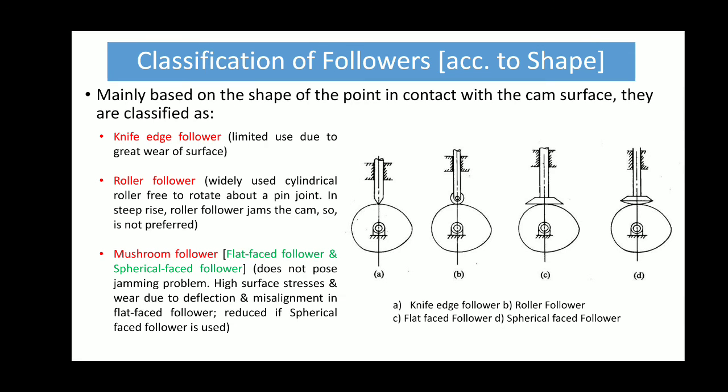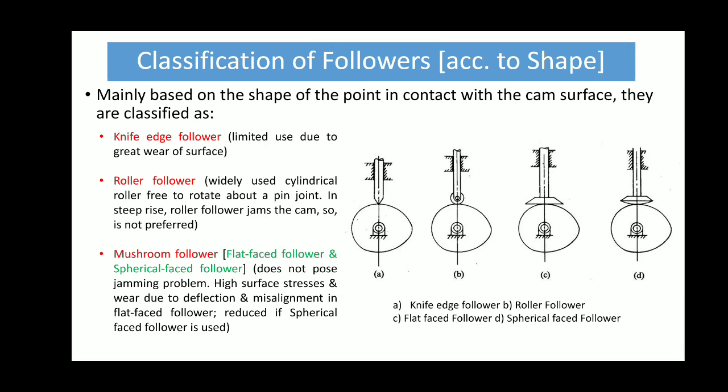To eliminate this kind of problem, we use the roller follower, which is mostly a cylindrical roller with its center at a pin joint. That kind of cylindrical roller follower is free to rotate about the pin joint. It is widely used, but sometimes in the case of a steep rise, if the rise stroke given to the cam is very steep, the roller follower may jam the cam, so it is not preferred in that kind of situation.